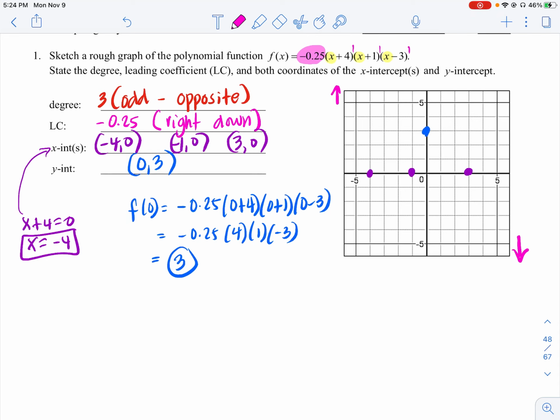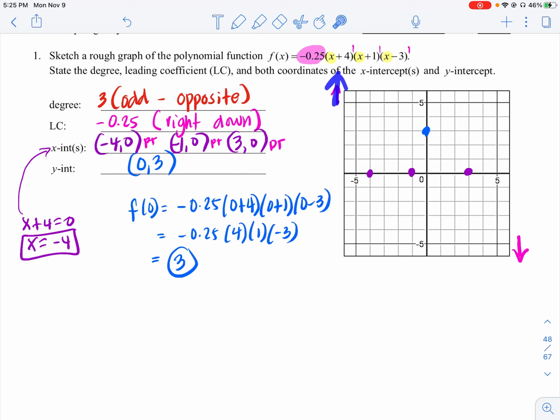And I'm going to put a note there: passing through, passing through, passing through. Meaning to say, once I touch the x-intercept, the graph just passes through. Okay, hopefully you're following.